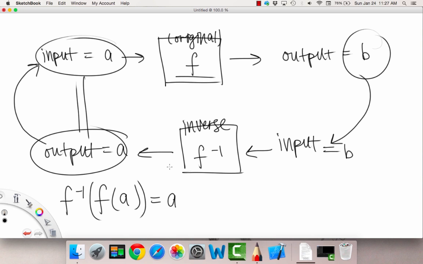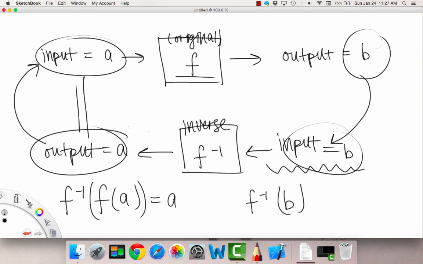And this would be the same kind of thing, but instead for b. Let's say we started at b now. So if we start at b, this is our original input, and we plug it into f inverse. Plugging it into f inverse looks like this.